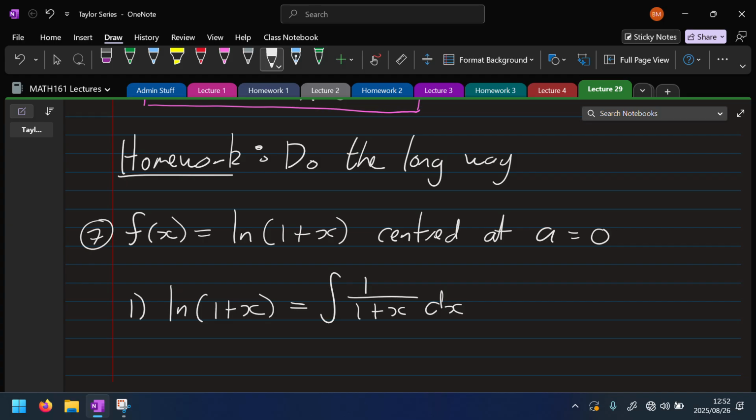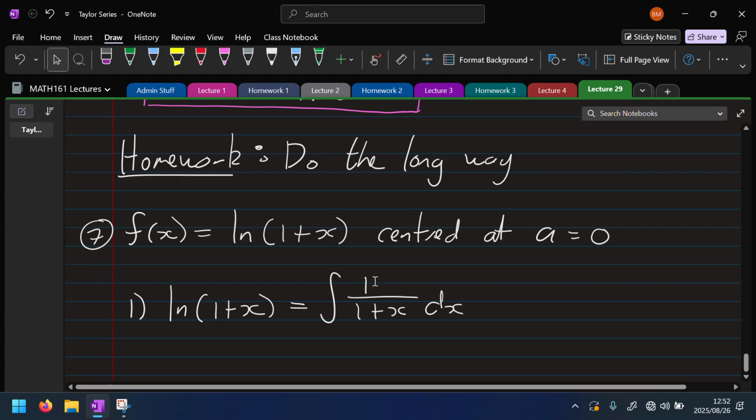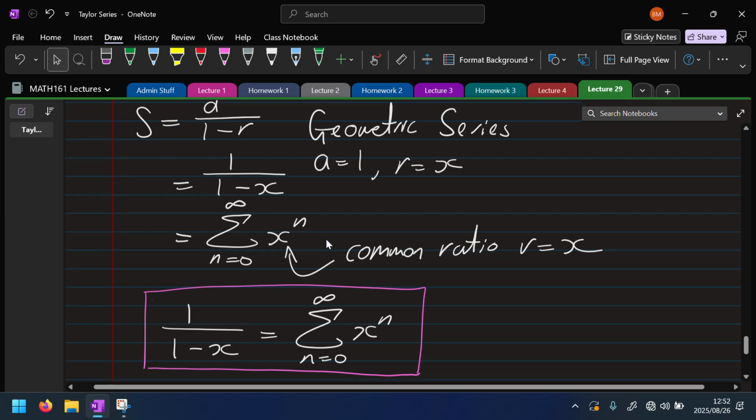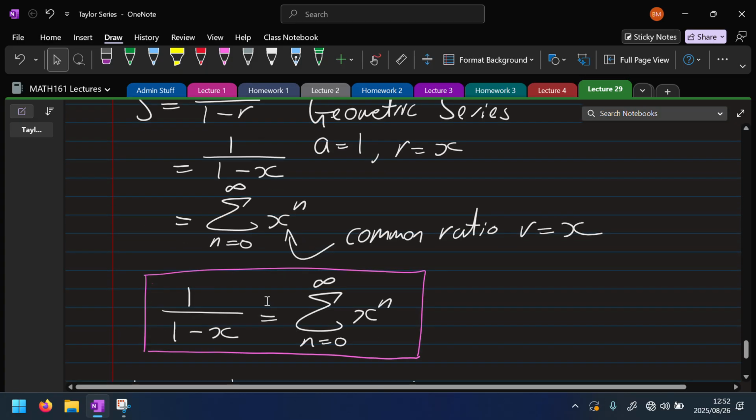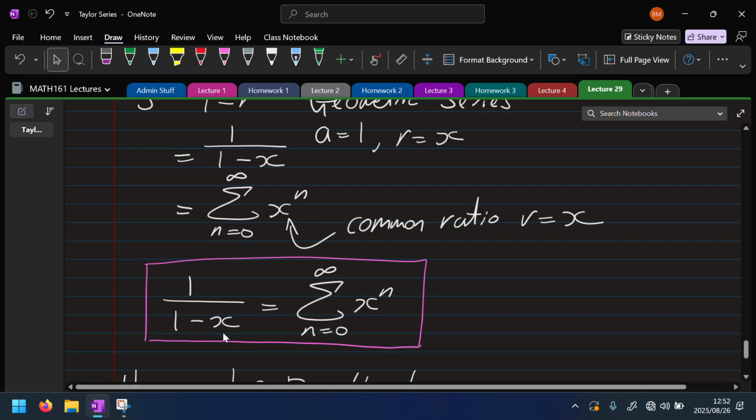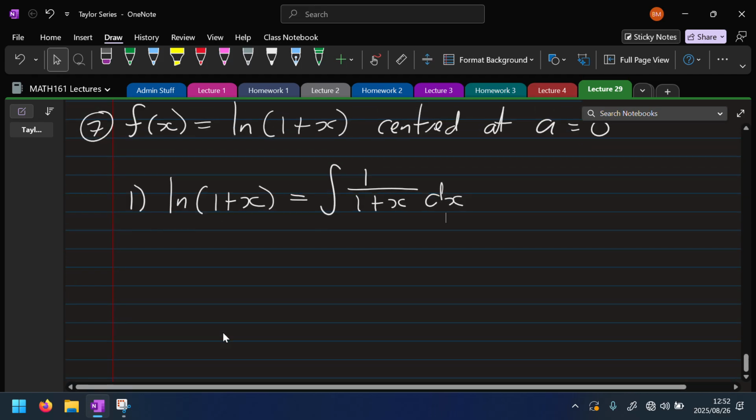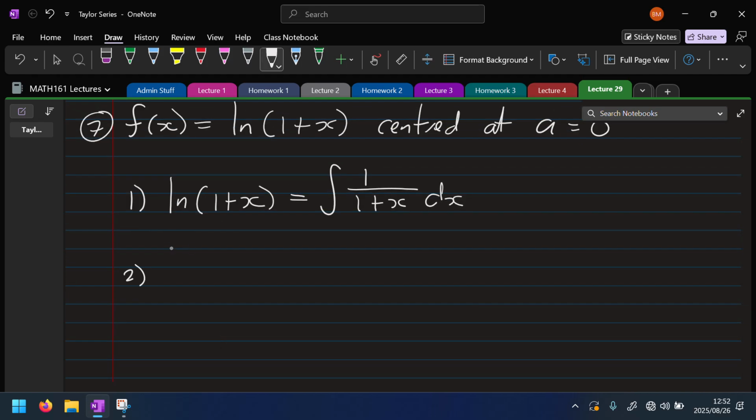Now, why do we do that? Well, this 1 over 1 plus x is very, very similar to what we just worked out above for 1 over 1 minus x. So we're going to use that. Okay, so the second thing we know is that 1 over 1 minus x is the sum, n goes from 0 to infinity, of x to the n. Okay, so those are the two things we know. We're going to put that together.